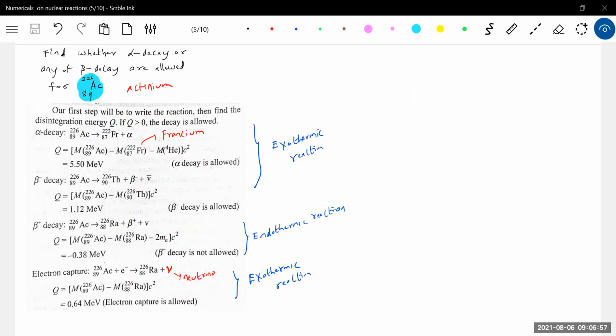Okay. So is the reaction possible or not? What is the judgment? How can we judge from Q positive or Q negative? How to calculate Q? Mass of parent minus mass of daughters. If they give binding energy, it is binding energy of daughter minus binding energy of parent. If the binding energy of the daughter is more than that of the parent, then the reaction is possible.